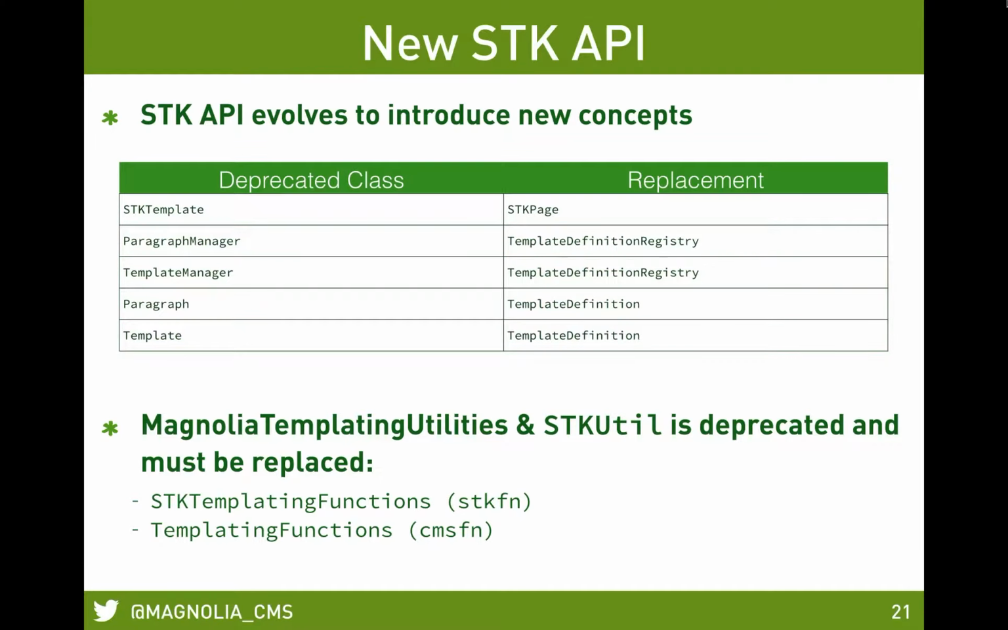So we have introduced a new API for the standard templating kit. Actually, it's not a new API. We have just added new functions. So there are some changes which are mandatory because we have introduced all those new concepts of area, pages, component. So we have some classes which are now deprecated, and for each of those classes, we have a replacement. So this is fully described in the documentation.